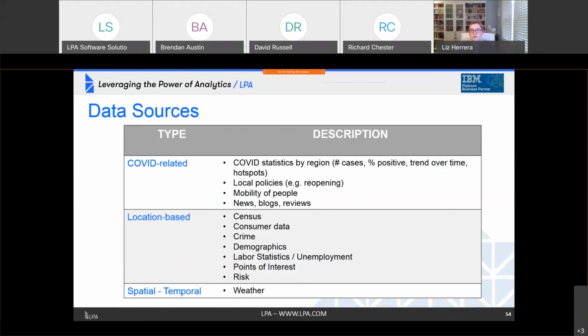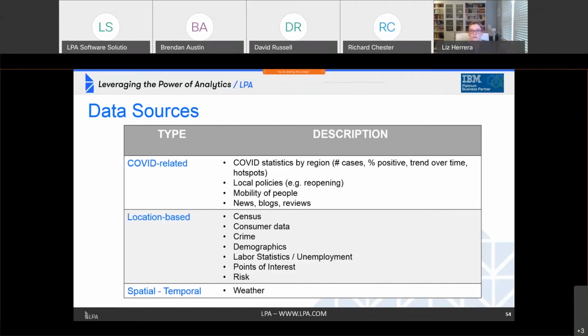So data sources, we've talked for a long time, last few years, about how you can augment your internal data with external sources, and I think this is actually the right time to consider it if you haven't already. Three that I want to focus on today, again, not exhaustive. First is COVID-related data. You can get COVID statistics by region, so number of cases, percent positive, trends over time, hotspots. That stuff is public. It's available. It's just a matter of downloading it and then aggregating it. Local policy information, for example, on reopening. If your business is impacted by location, that would be a good thing to incorporate as a data source.